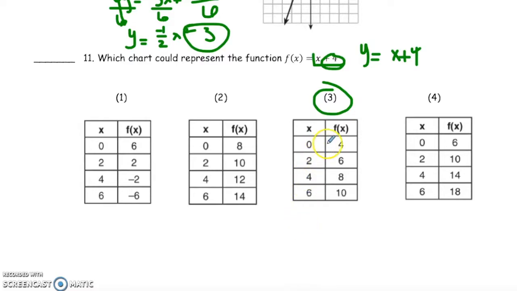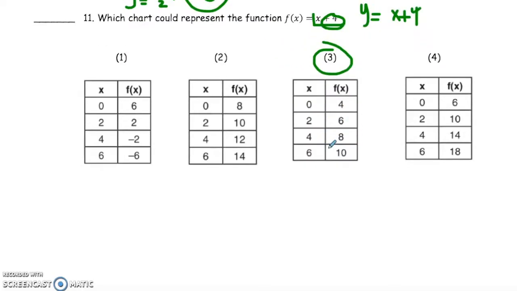Okay, because y is equal to 0 plus 4, right? 2 is equal to, 6 is equal to 2 plus 4. 8 is equal to 4 plus 4. And 10 is equal to 6 plus 4. If you plug in the x values for x and the f of x values for f of x, you can see that it actually works.